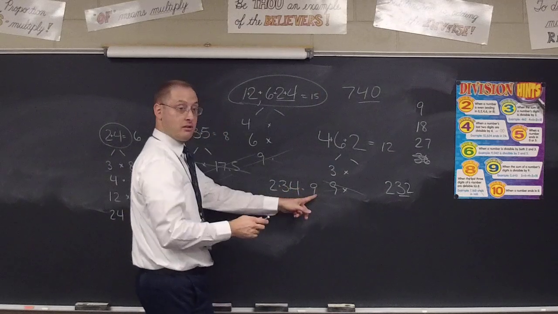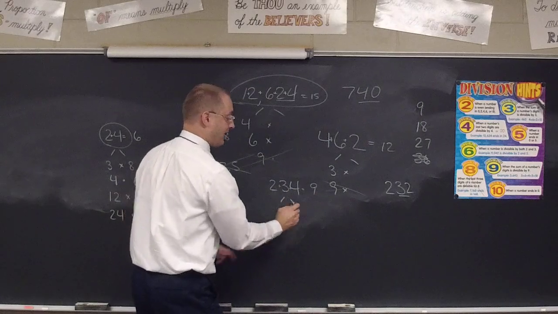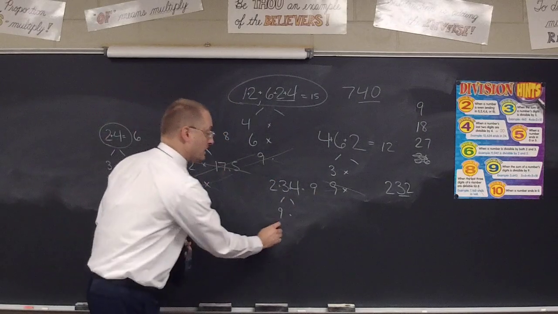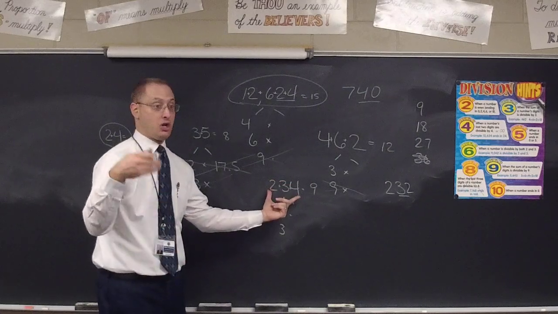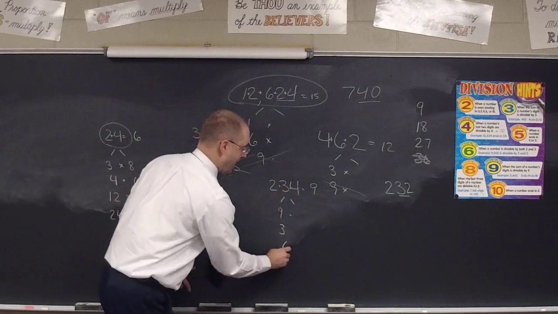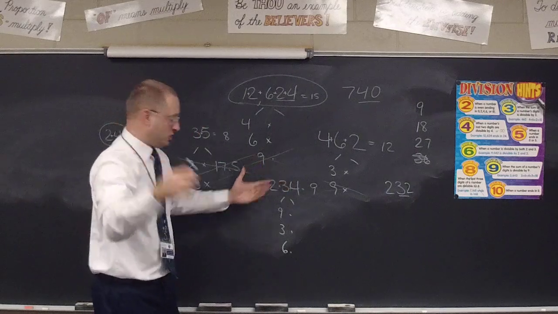9. Does 9 go into 9? Yeah. Then 9 is one of the factors of 234, as is 3, because 3 also goes into 9. And it's even, class, so also 6. And since it's even, also 2.